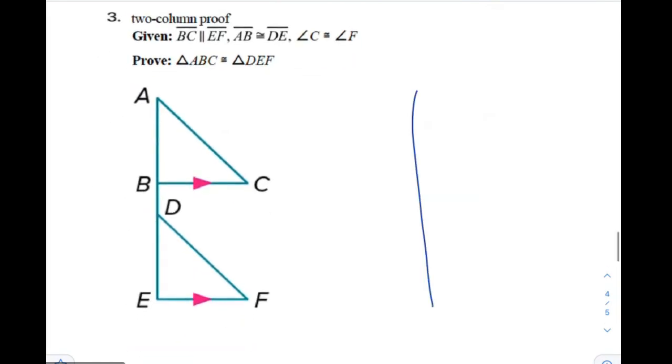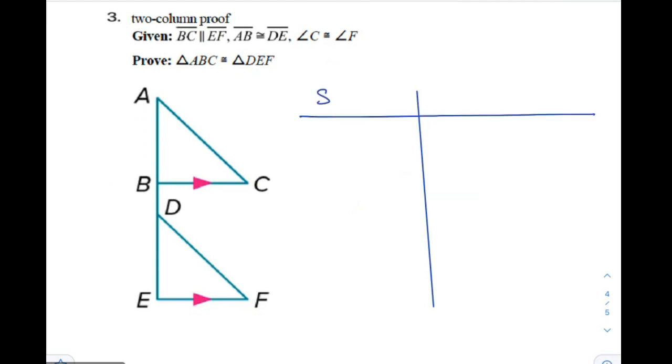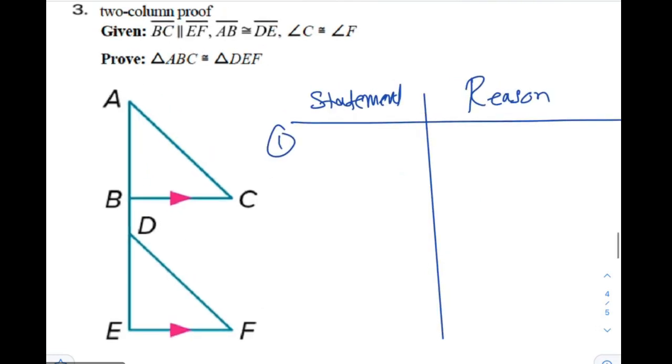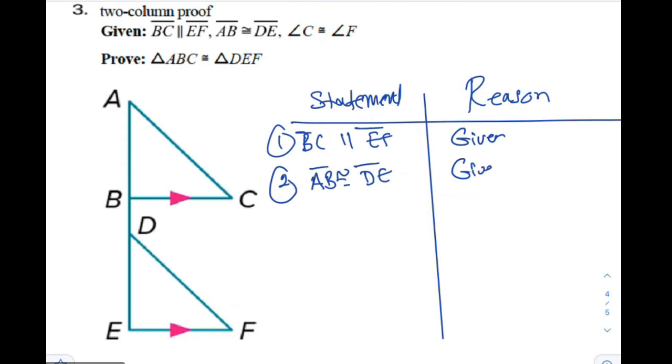We have here also, we will write a two-column proof, statement and reason. Reason number one, statement is given, BC is parallel to EF, given. We also know AB is congruent to DE, given. 3, angle C is congruent to angle F, given. So this angle is congruent to this angle.